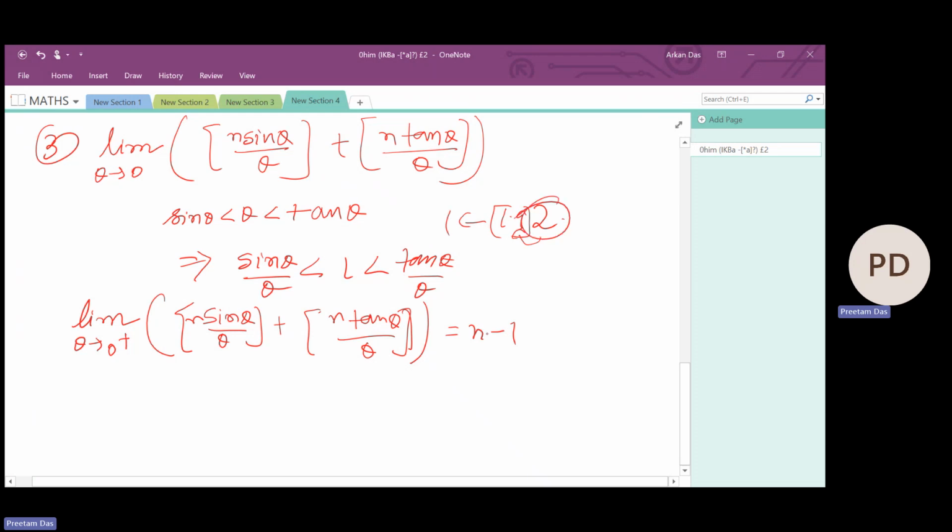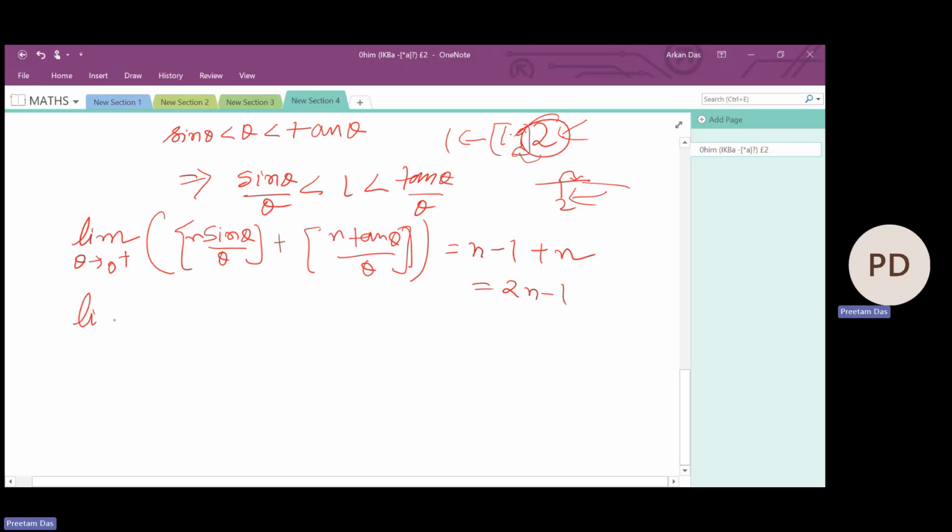So that is why 1 less than n. And for the other one, what will be the answer? Now this quantity tan theta by theta is greater than 1. It is 1.000 something. If you multiply 2 by 1.00 something, it will cross 2, but just somewhere very close to 2. So what is the greatest integer of that? It is 2 itself. So for here, it will be n itself. So the answer is 2n minus 1.